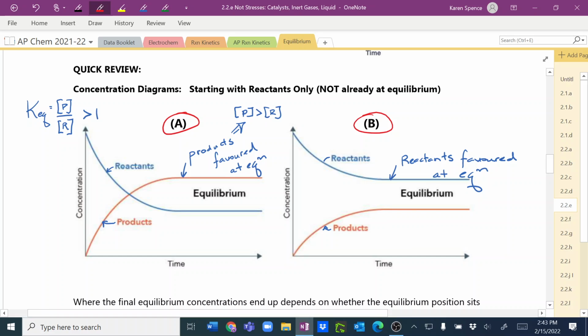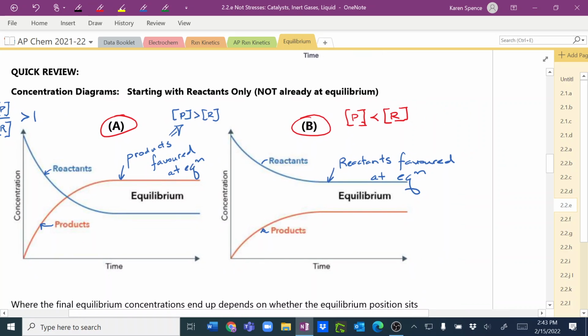Which means that the concentration of products is lower than the concentration of the reactants. And what does that tell us then about our KEQ? It's going to be, which is the products over the reactants, of course, it's going to be less than 1.